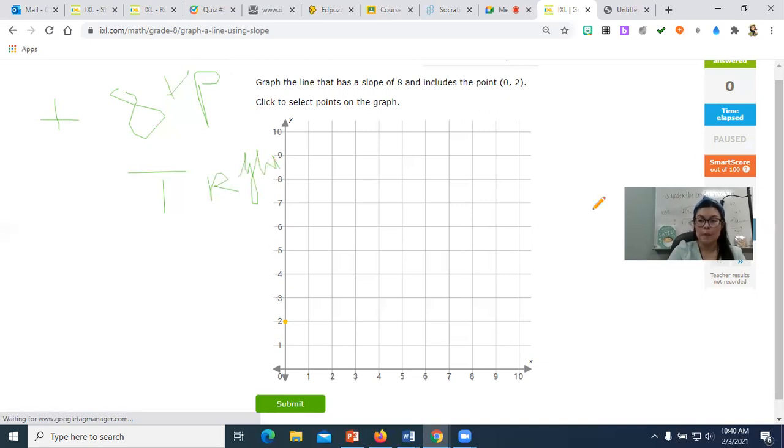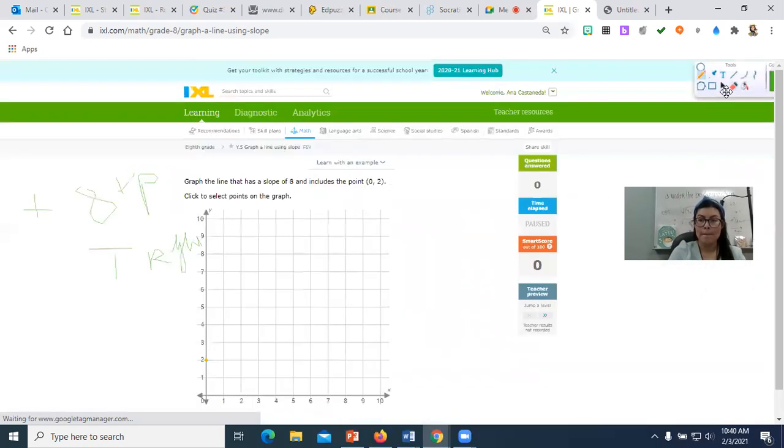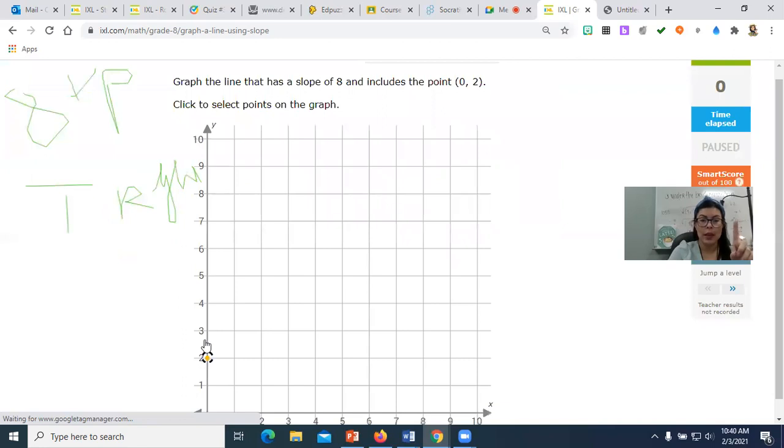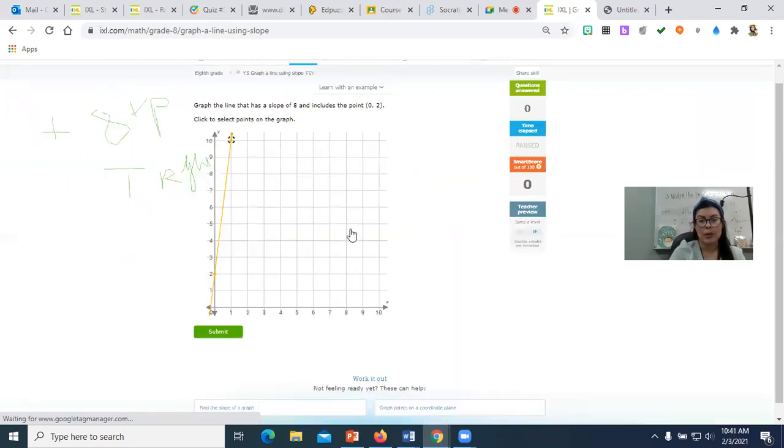So let's plot this point. It's positive, so that means I go up. From the 2, I go up 8. So I'm counting 8. That doesn't mean I go to the number 8. That means I count 8, like 1, 2, 3, 4, 5, 6, 7, 8, over 1 to the right. Even if it were negative, you are still going to the right unless you don't have any space and you need to work backwards. And so that's how I plotted the first point.